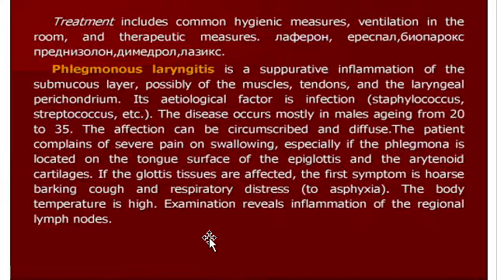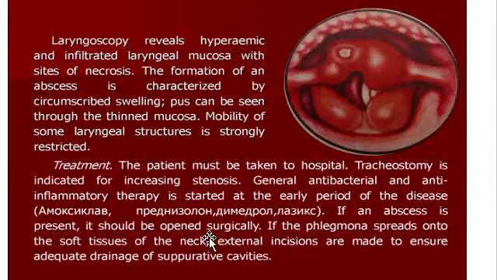If the glottis tissues are affected, the first symptom is a hoarse, barking cough, followed by respiratory distress to asphyxia. The body temperature is high, and examination reveals inflammation of the regional lymph nodes. During laryngoscopy, we can see hyperemic and infiltrated laryngeal mucosa with sites of necrosis. The formation of an abscess is characterized by circumscribed swelling. Pus can be seen through the thinning mucosa. Mobility of some laryngeal structures is strongly restricted.